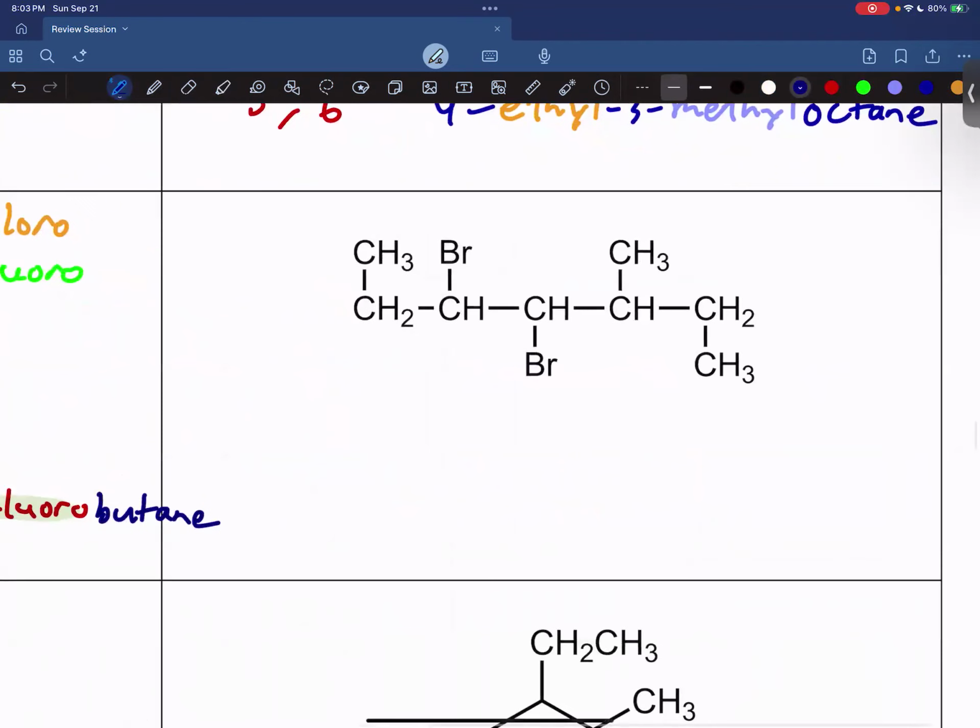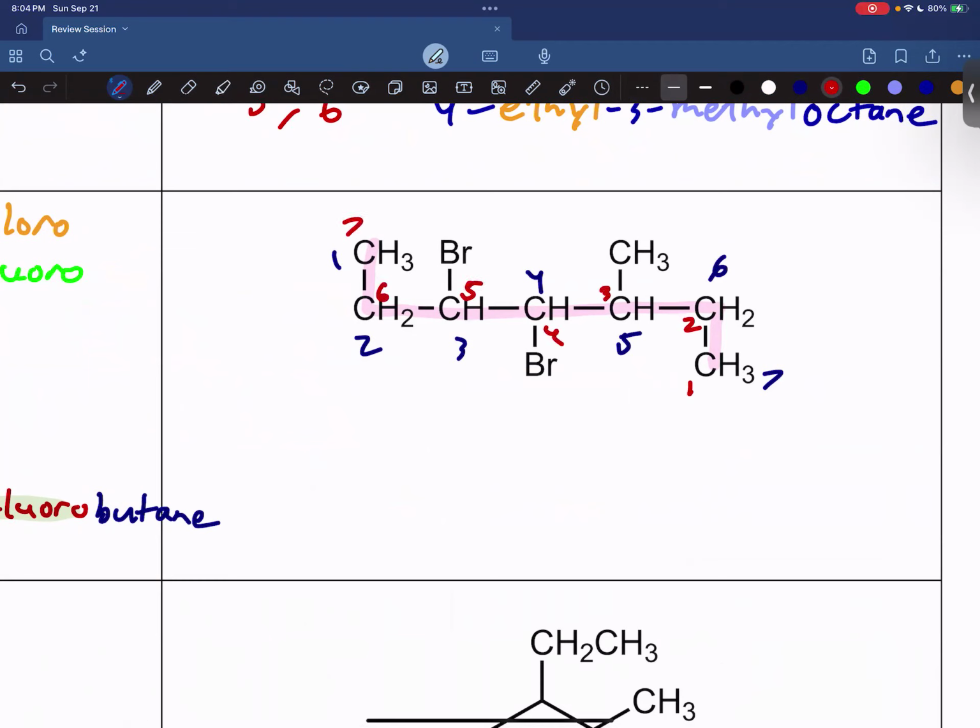So moving on to another zigzag. I'm going to highlight the longest parent chain. Start up there, go down there. So once again, I'm going to number from each end. 1, 2, 3, 4, 5, 6, 7. And then 1, 2, 3, 4, 5, 6, 7.